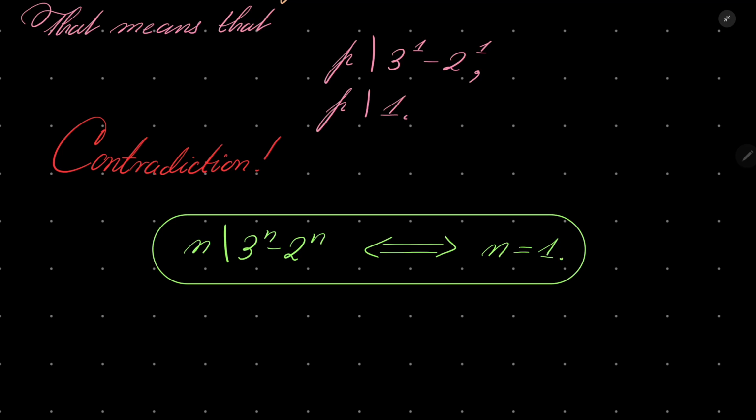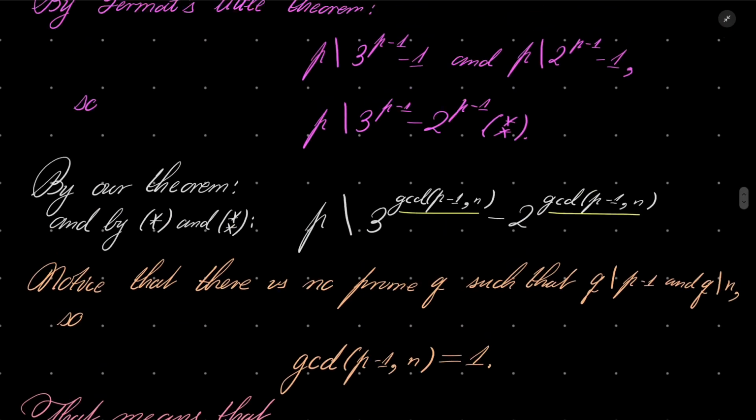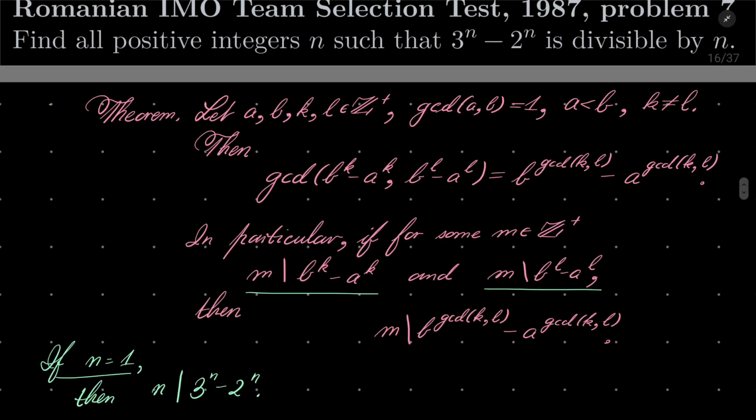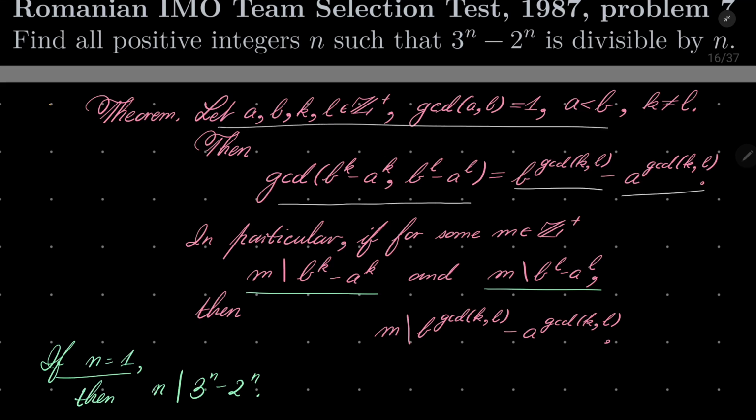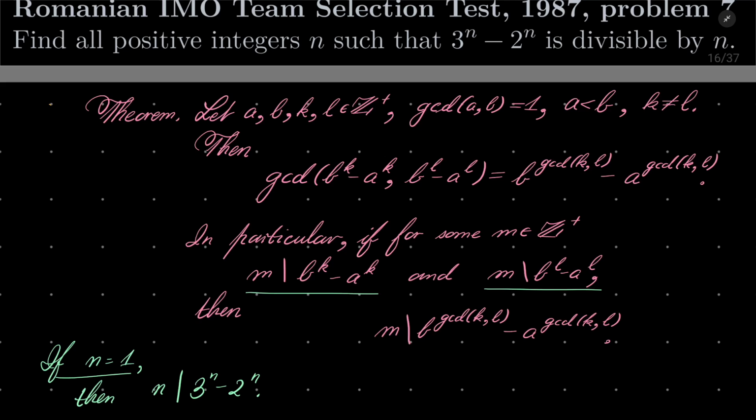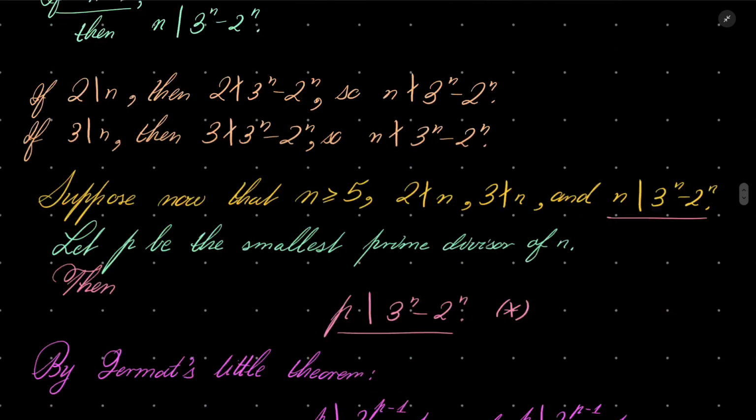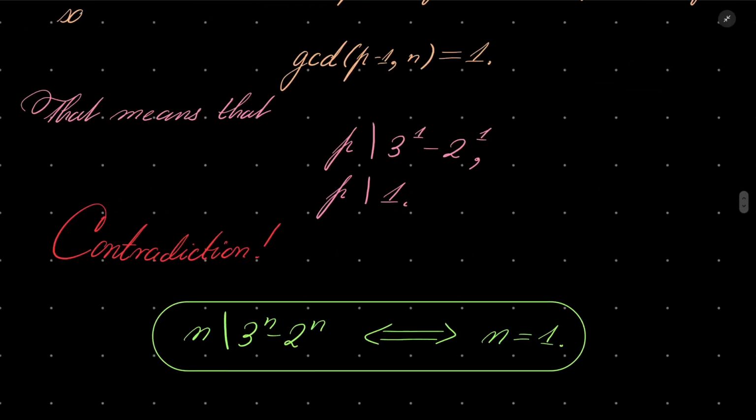Very nice problem, and I suggest that you become familiar with this theorem. It happens to be very, very useful that GCD can change its place from GCD can be put in the exponent, provided that these assumptions are met. As I said, in the future I may prove it directly by Euclid's algorithm. Yes, that's it. The only solution is n equals 1.